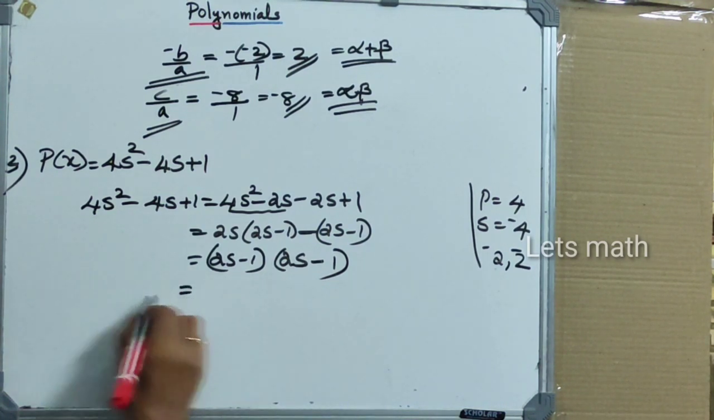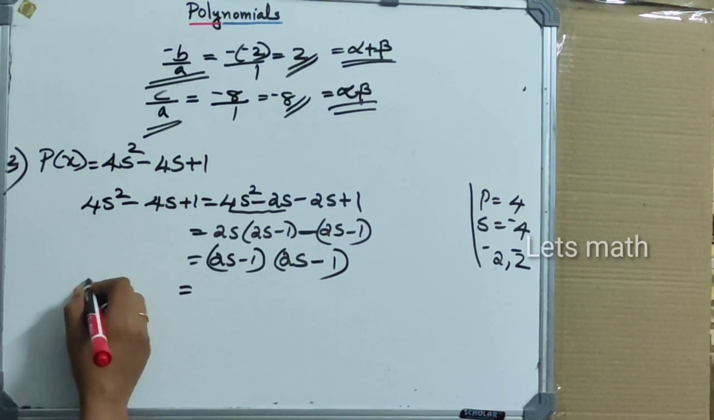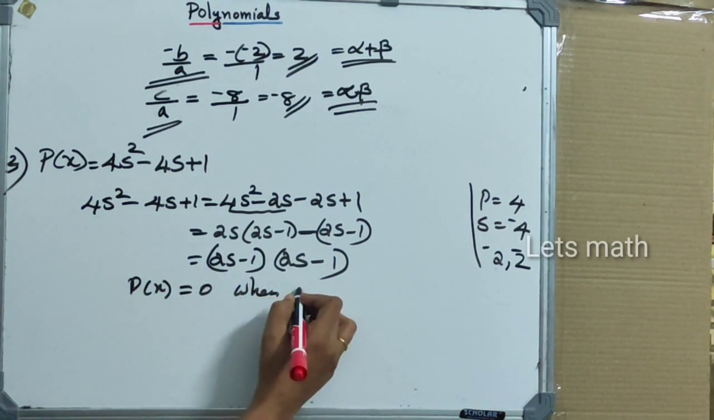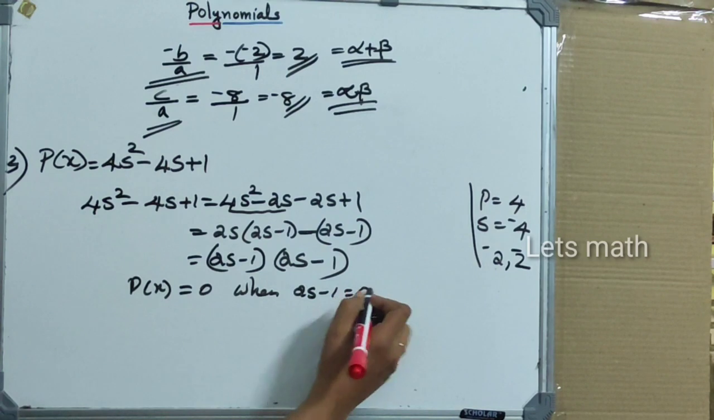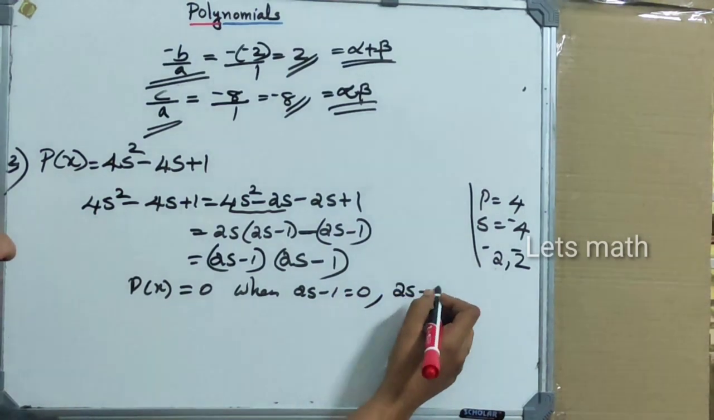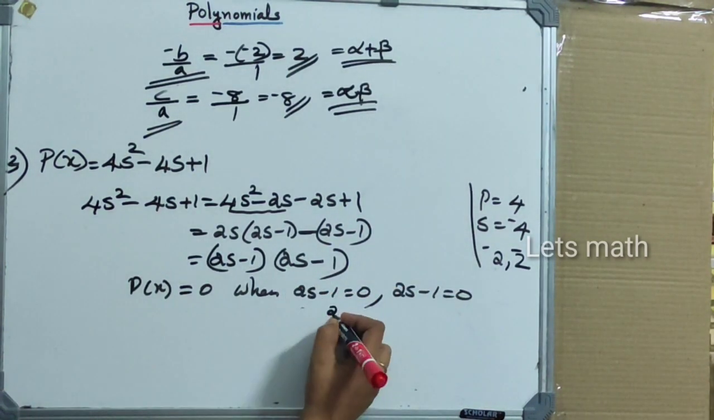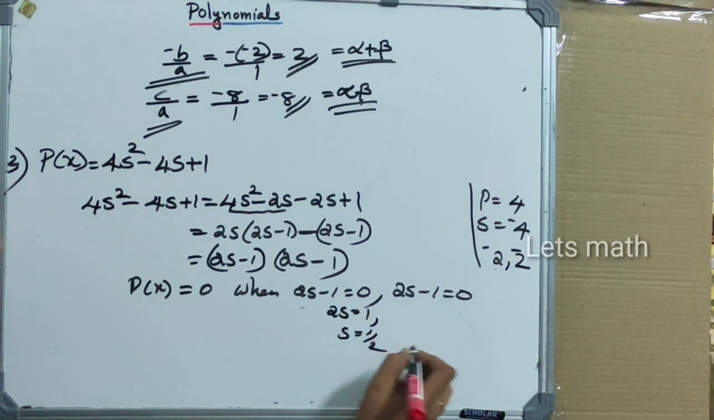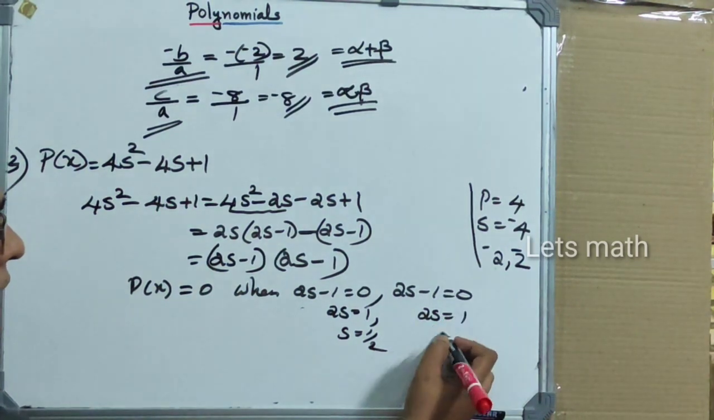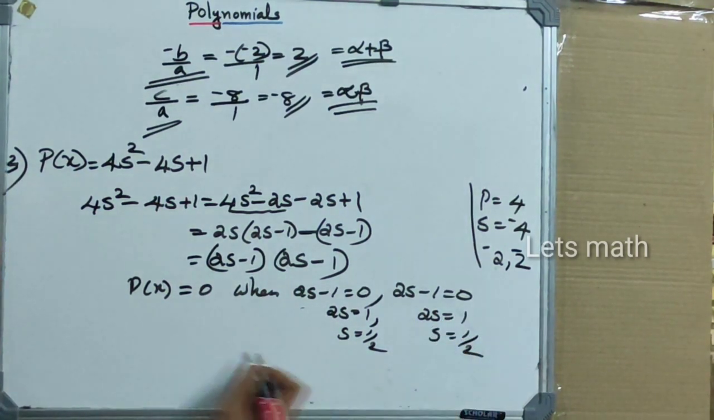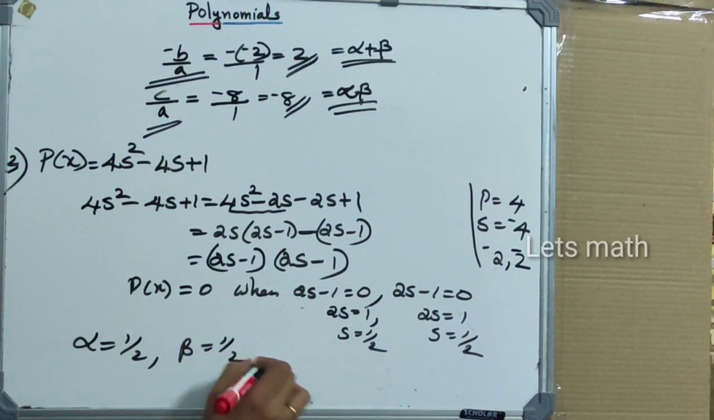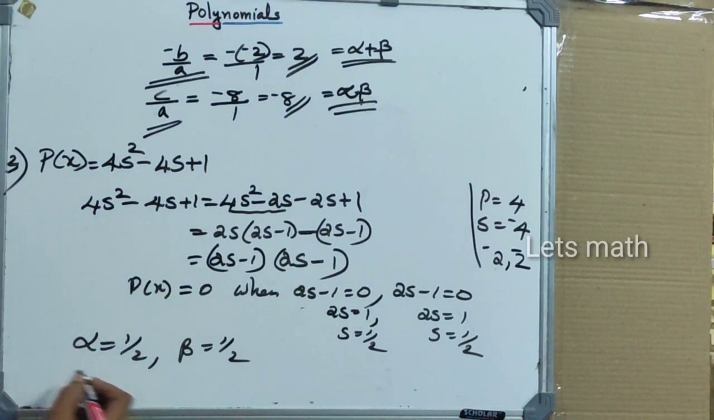So we can say that p of x equal to 0 when 2x minus 1 equal to 0. Again 2x minus 1 equal to 0, so 2x equal to 1, x equal to 1 by 2. Here also we get the same answer. So let us take alpha equal to 1 by 2 and beta also 1 by 2. Again we can go for doing the same step.